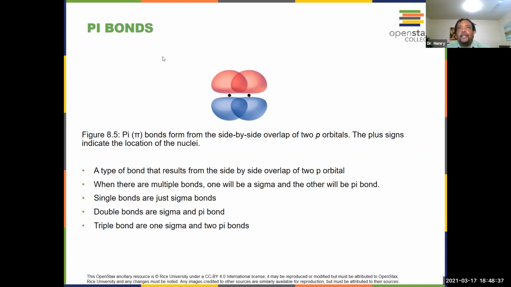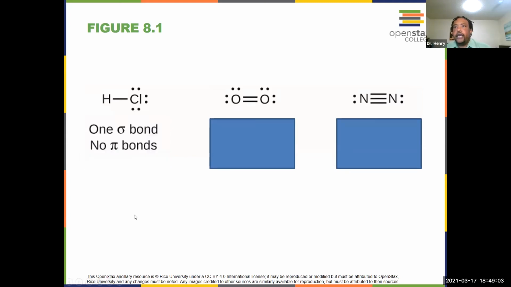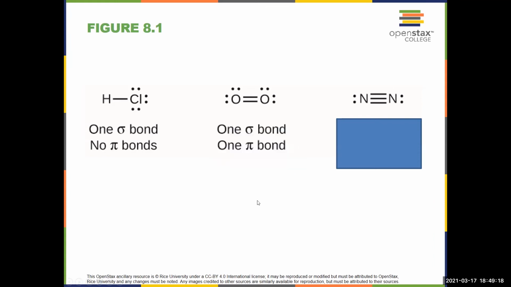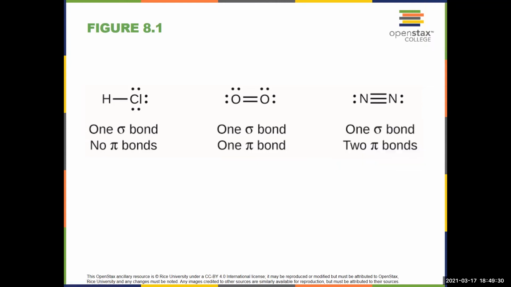Okay, so now let's see if you guys paid attention to what I was saying. What type of bond is going to be hydrogen chloride? Sigma. Okay, so you're right. It's going to be a sigma bond, no pi bond. What about oxygen gas? It's both, 1 sigma, 1 pi. And then what about nitrogen? 1 sigma and 2 pi. Okay, piece of cake.